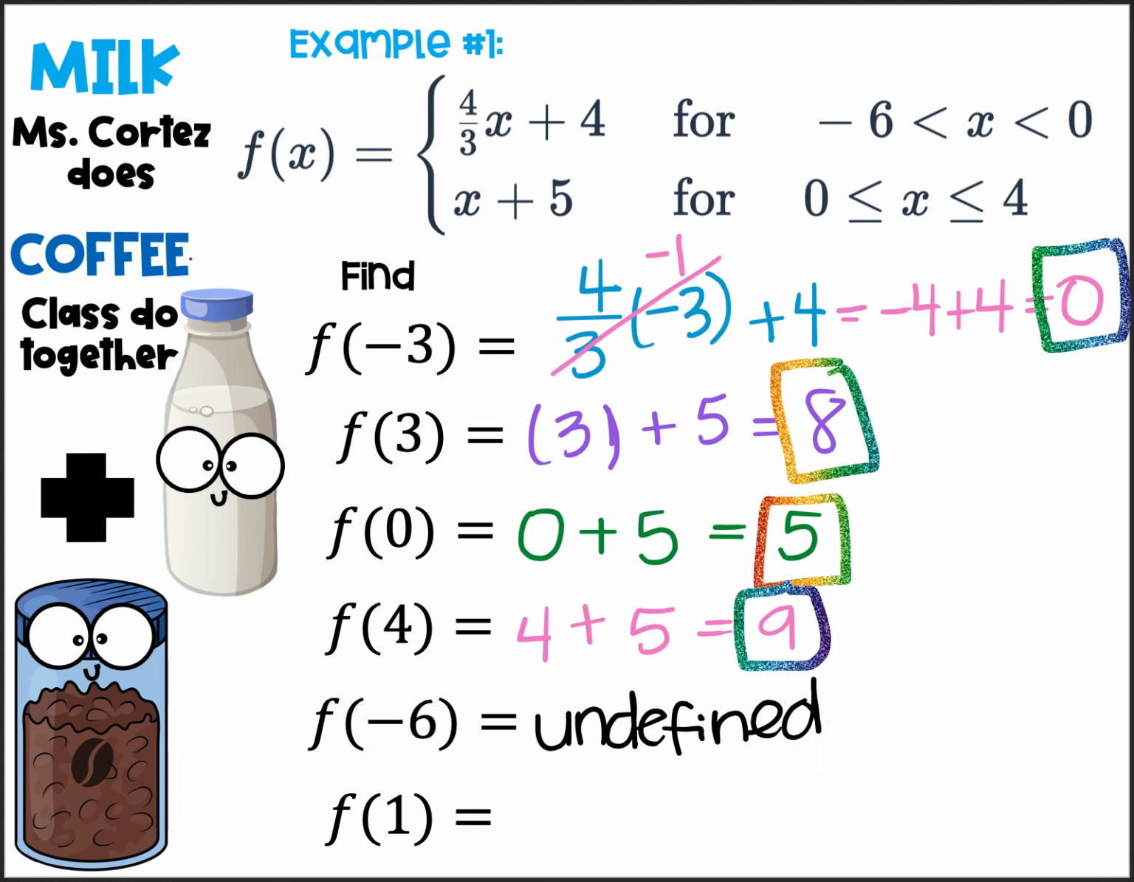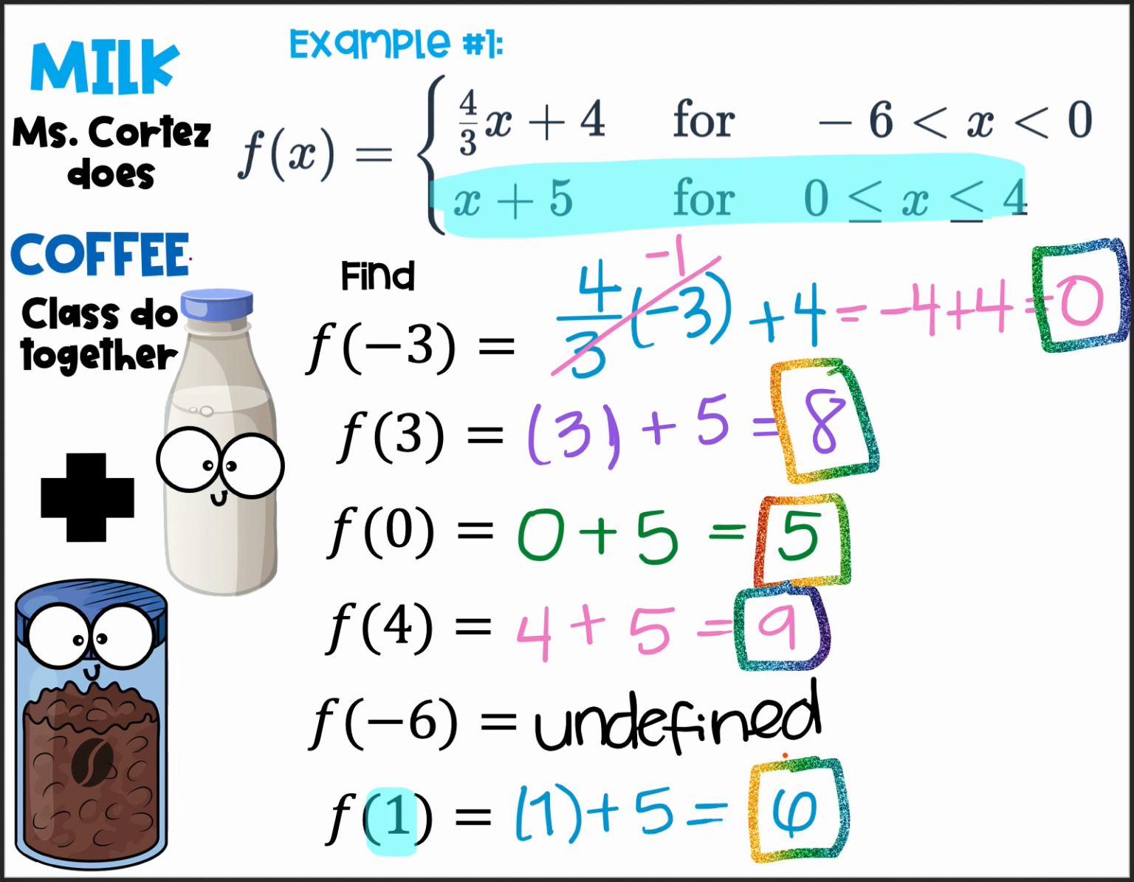And finally, our last example, f of 1. In which interval does 1 land? On the second interval from 0 to 4. And after I substitute it, it's going to be 1 plus 5, which is 6. This is our first example on finding the values of the function f for piecewise functions.